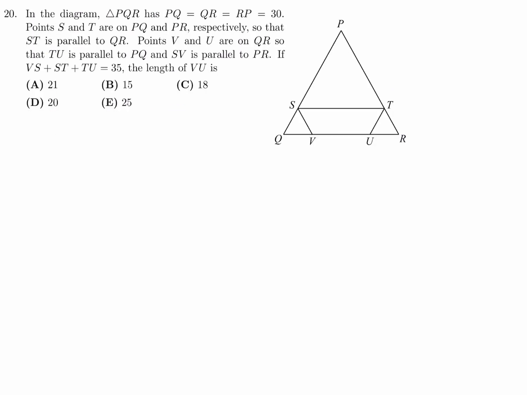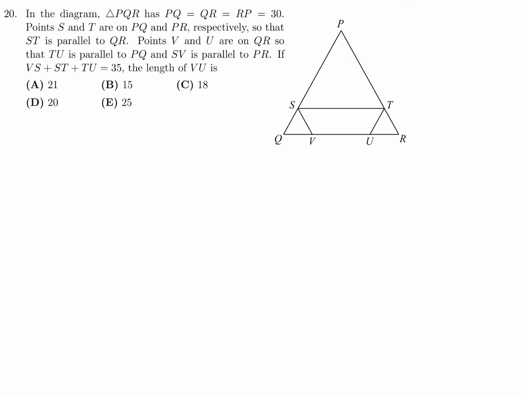In the diagram, triangle PQR has PQ equal to QR equal to RP equal to 30. Points S and T are on PQ and PR respectively, so that ST is parallel to QR. Points V and U are on QR so that TU is parallel to PQ and SV is parallel to PR. If VS plus ST plus TU is 35, the length of VU is.